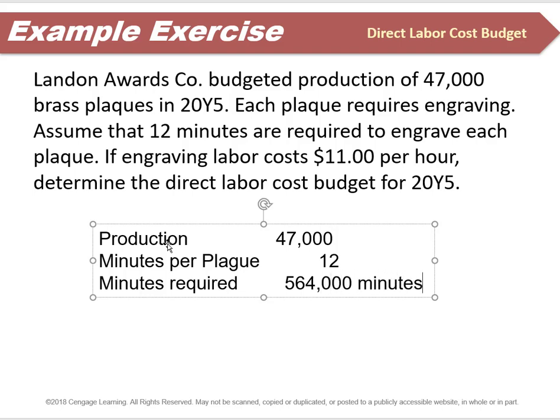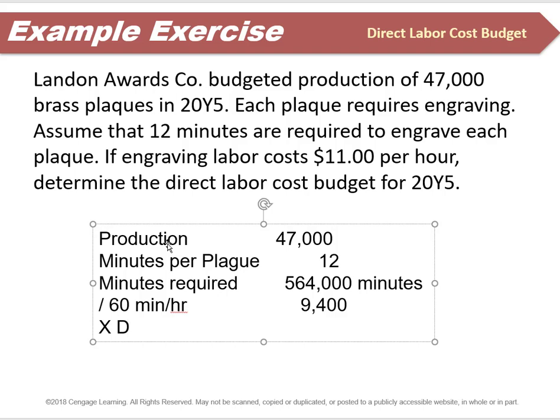564,000 minutes. So now I'm going to take that and divide it by 60 minutes per hour. 564 divided by 60 gives me 9,400 hours, because people aren't paid by the minute, are they? 9,400 hours times my direct labor rate. I should write that in here, huh? My direct labor rate is $11 per hour.